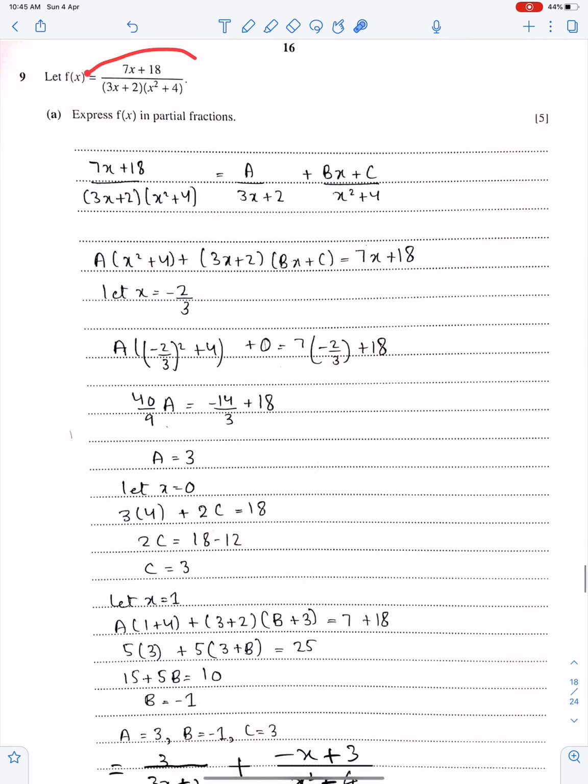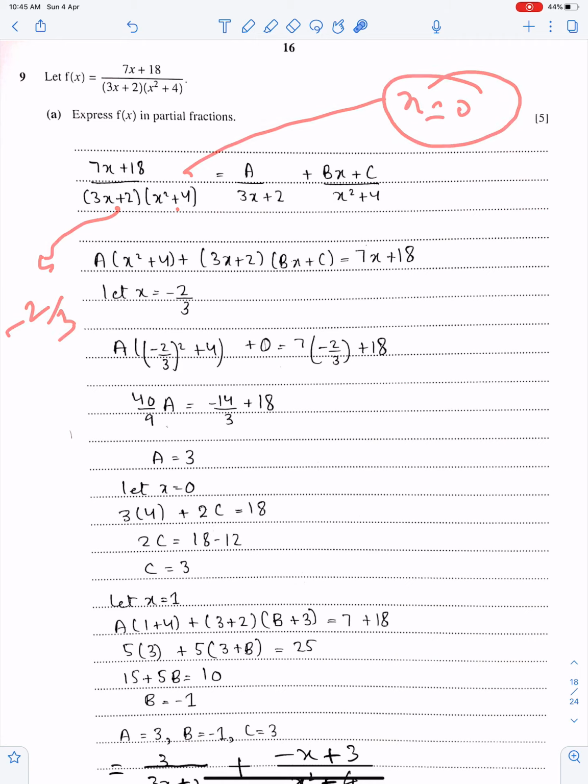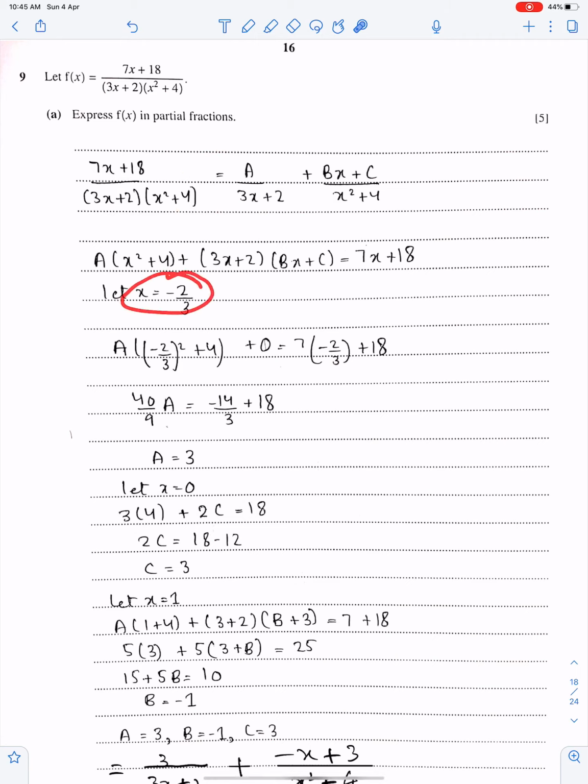Next question, partial fraction. This factor is linear and this is quadratic. You know, we write a constant in the numerator when we have a linear factor, and for a quadratic we write a linear factor in the numerator. The values of x are minus 2 upon 3, and from the quadratic factor we always have x as 0. First substitute minus 2 upon 3 and then substitute 0. First get this equation. So when x is minus 2 upon 3, a is 3. When x is 0, c is 3.